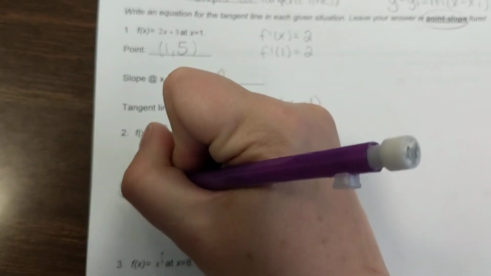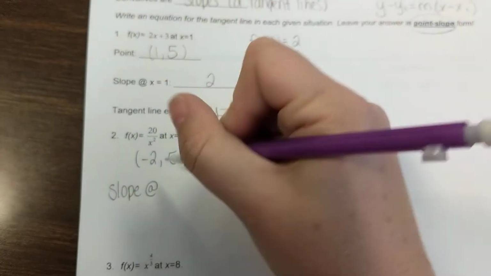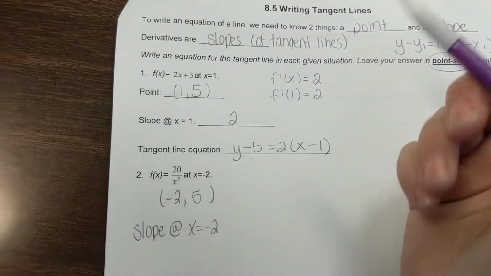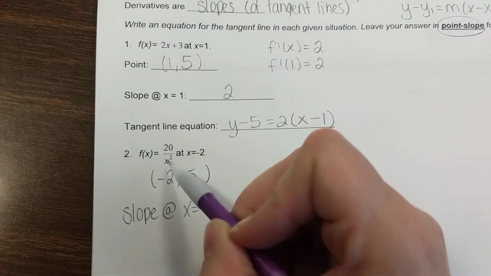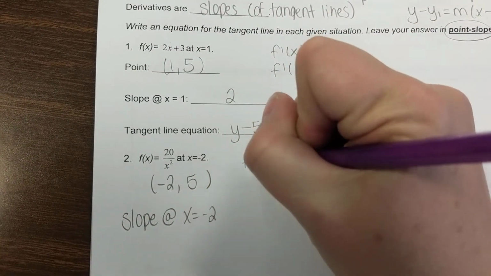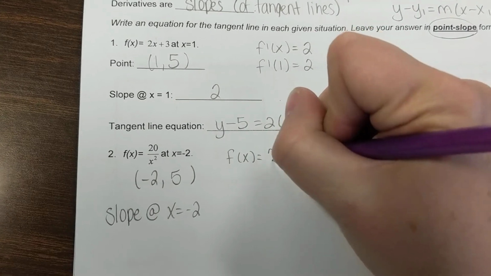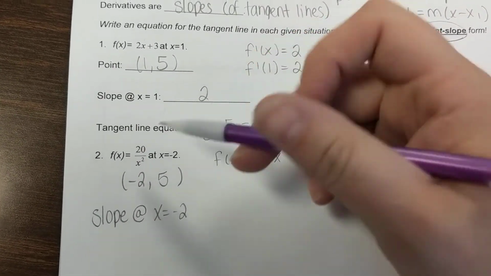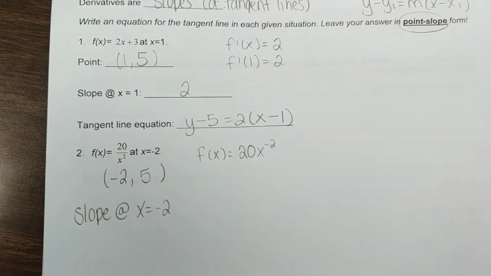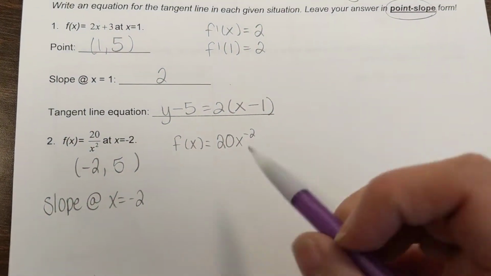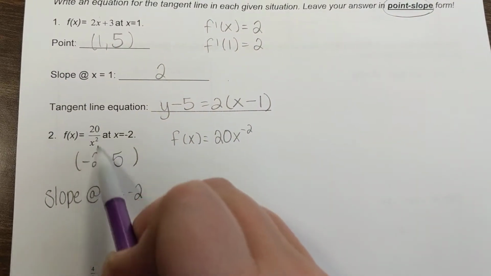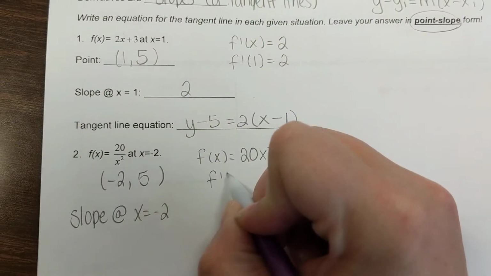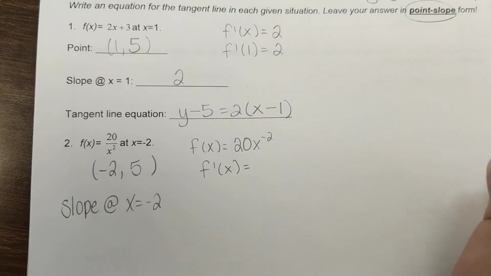Now I also need to know what the slope is at x equals negative 2. And to do the slope, we do the derivative. Now this is not in a nice form, and so I'm going to rewrite this function so that it's a power rule type of question. And instead of it being x squared on the bottom, I can write that as a negative exponent. So x to the negative 2 is the same thing as x squared on the bottom of the fraction. Now it's an easier function for me to find the derivative of.